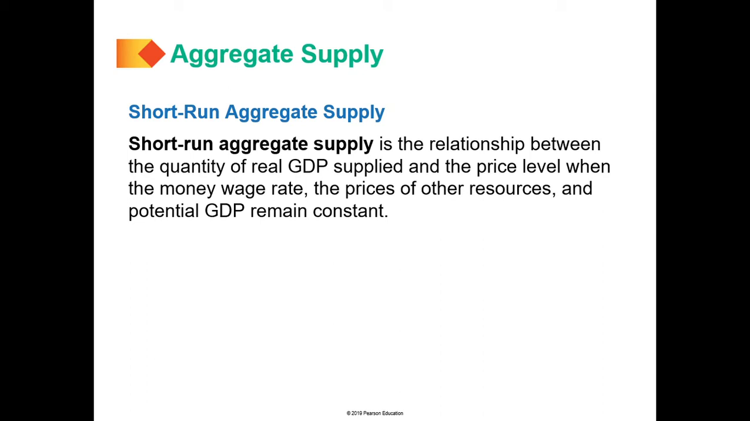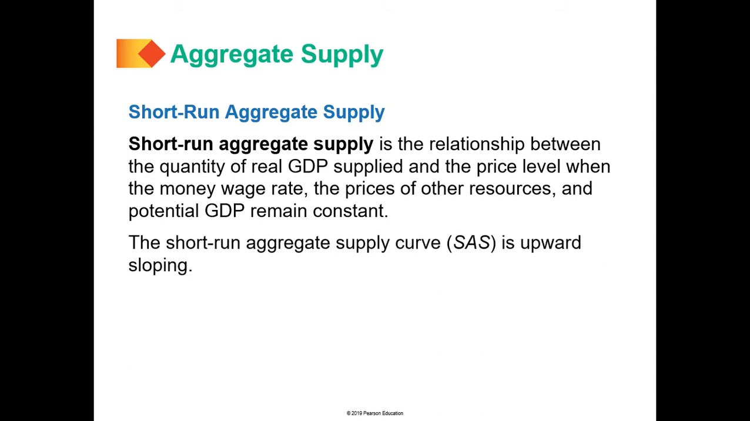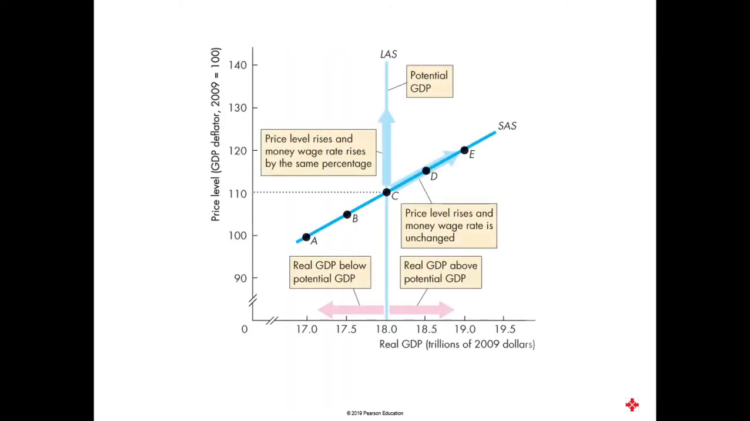because it costs money to transport those things. And we're also going to keep real GDP constant. Now our SAS curve is going to be upward sloping. The SAS curve is going to be that upward sloping curve, again with price level on the y-axis and real GDP on the x-axis.